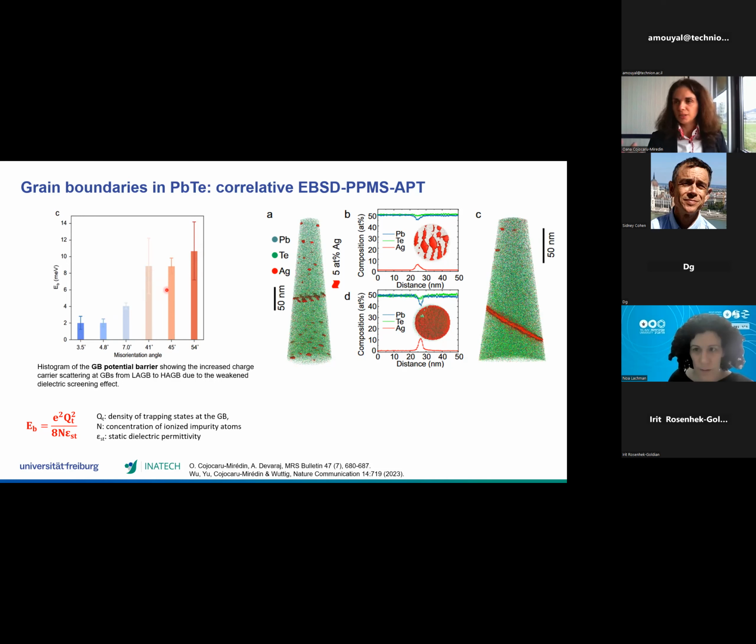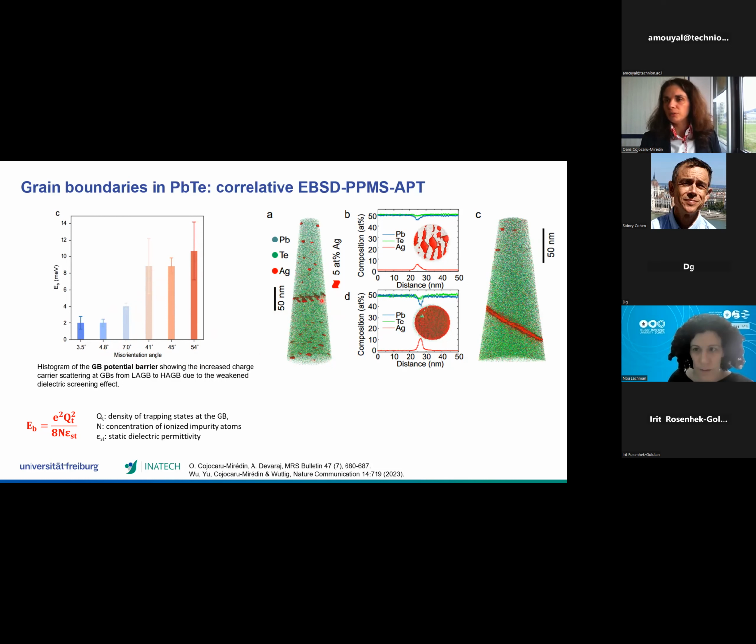But the question for us was, okay, this is already very nice. As a result, we see a nice correlation between the structure and the electronic transport, but why is it happening? And therefore, we have also characterized these grain boundaries with the atom probe. And here it shows nicely the atom probe measurement for the low angle grain boundary at 7 degrees, and these are the results for the higher angle grain boundary.